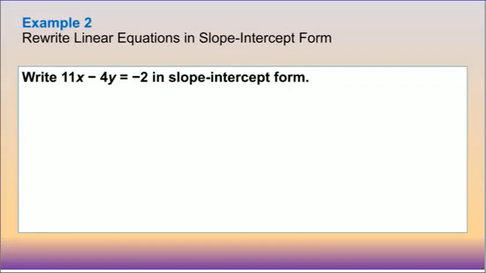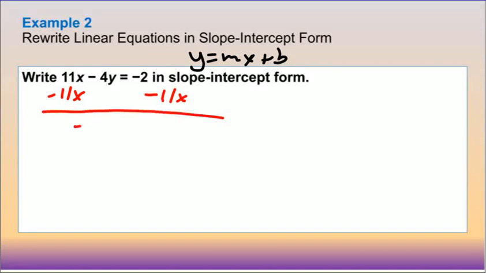Example 2, rewrite the linear equation in slope-intercept form. So here we have an equation. We just have it in standard form. We need to change it to y equals mx plus b format. So again, we want it in y equals mx plus b. That means we need to get y by itself. To do that, I'm going to subtract 11x on both sides. And now I'm left with -4y equals, and here I'm going to put my x first, my slope, so -11x, and then I put my -2 at the end.